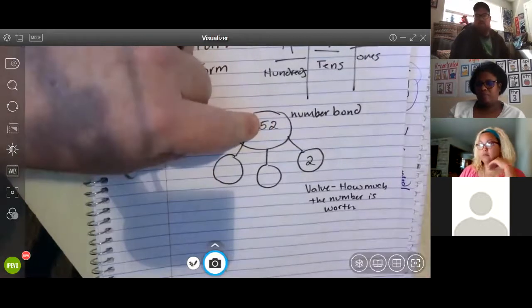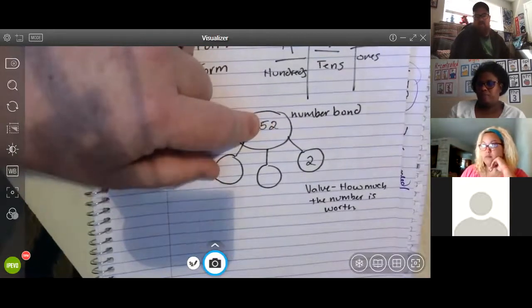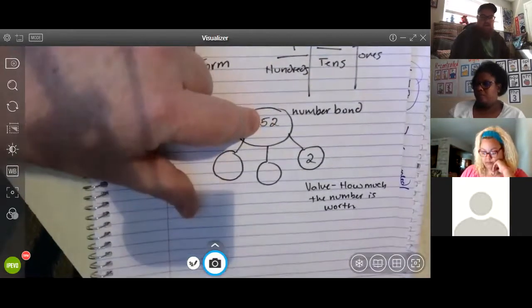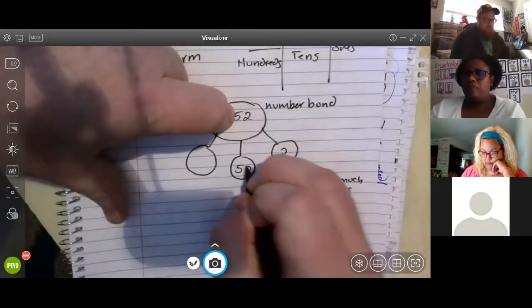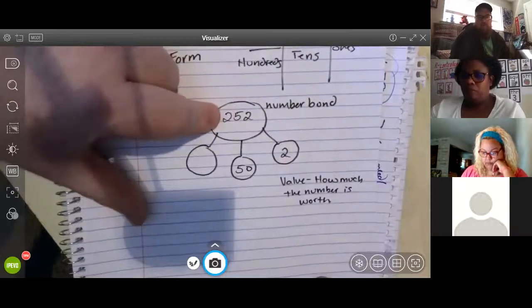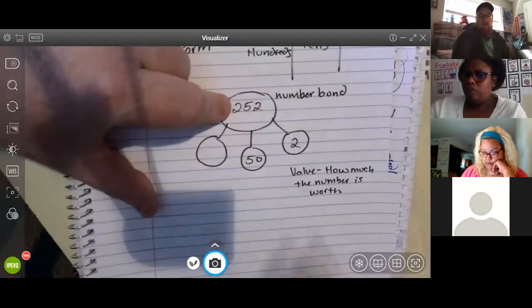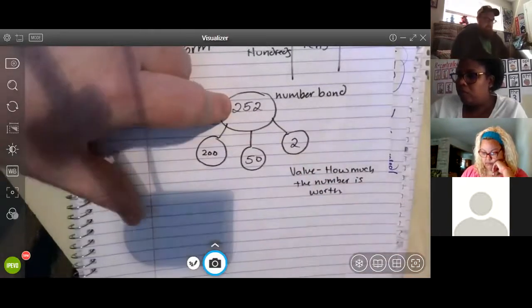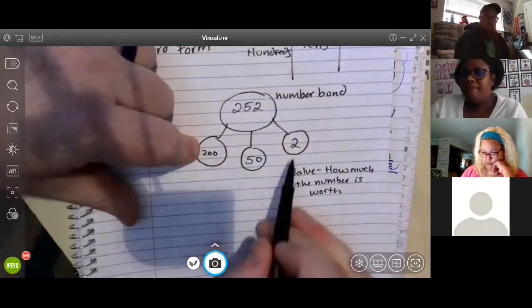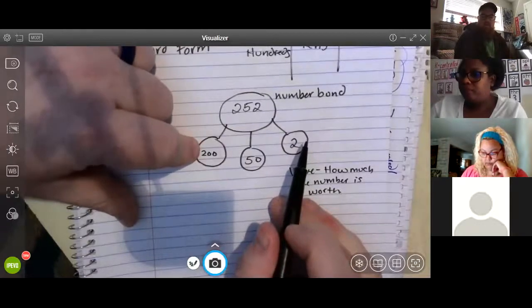So then we go to our tens place. This is a 5 in the tens place, and the value of that 5 is 50. And then the last one, we go to the hundreds place, and we see that is a 2. So the value of that 2 is 200. Now we have successfully expanded our number.